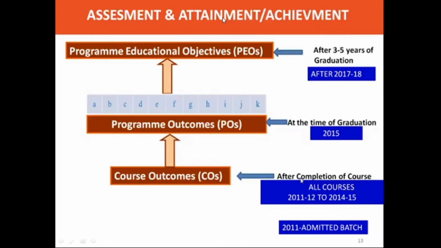So what is assessment and attainment or achievement? I already told you one batch is admitted in 2011. They have courses from first to final year, nearly 48 or 50 courses, including all theory as well as laboratory courses, and also the project. So we have to define all these courses. We have to write the COs and check the attainment level of the COs. After all this is put together, we have to go for mapping the CO with PO.